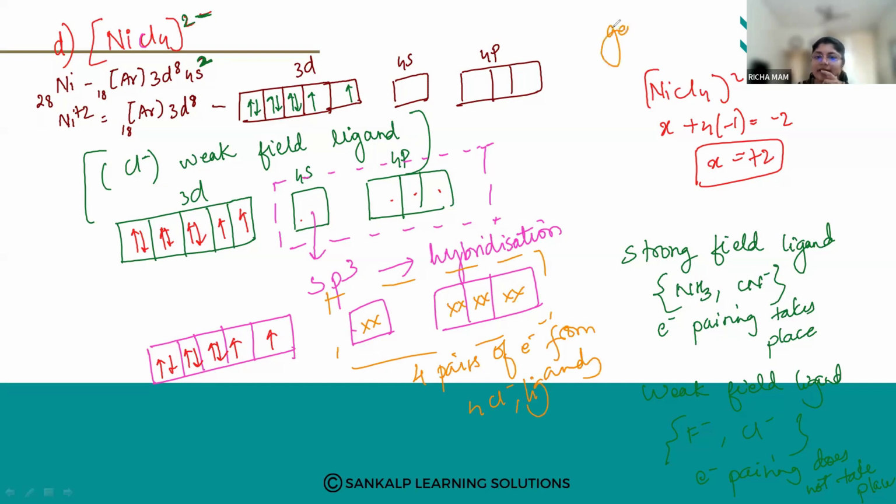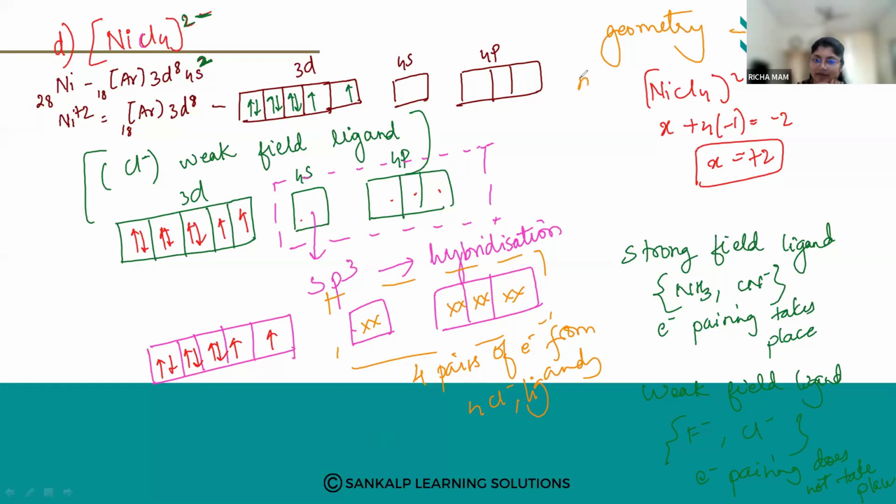Can you tell me the geometry? Can you tell me the geometry, students? What is the geometry? It is square planar. Yes, very good. So the geometry is square planar.